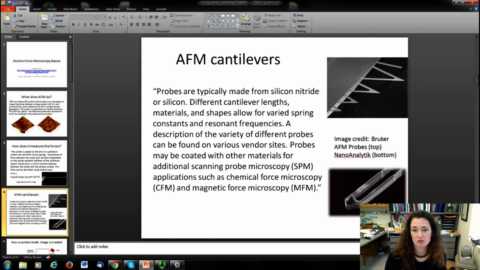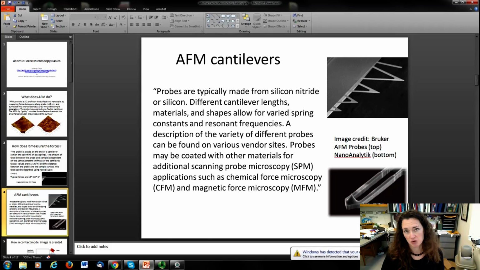So the probes can be coated with other materials for other kinds of modes, for example, chemical force microscopy, magnetic force microscopy, scanning capacitance microscopy. You might want to coat your probe with something that is magnetic or conductive, depending upon your technique. You might also want to functionalize the probe and coat it with other types of chemicals or thin films, depending on the application or what you might want to do.